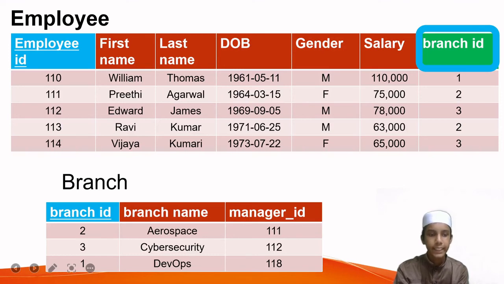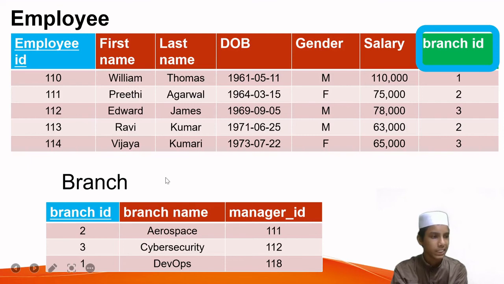A foreign key is essentially a way that we can define relationships between two tables. A foreign key is just a primary key of another table. As we can see in the branch table, I also defined another foreign key, which is manager ID. This is going to be a foreign key which connects the branch table to the employee table.